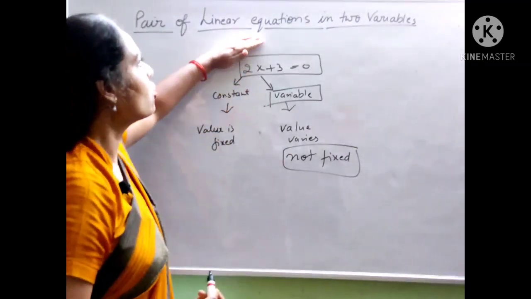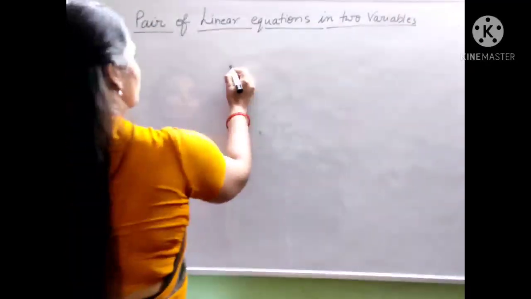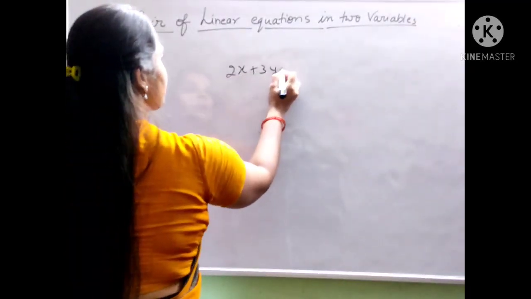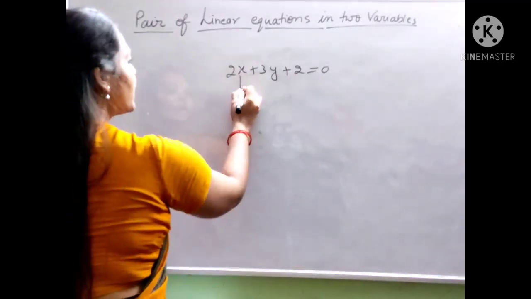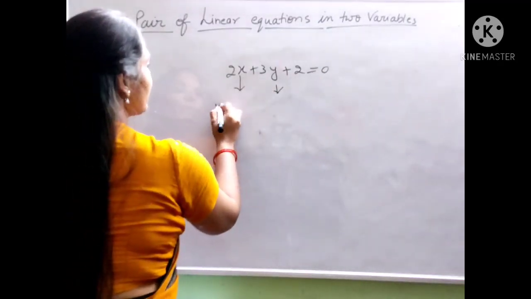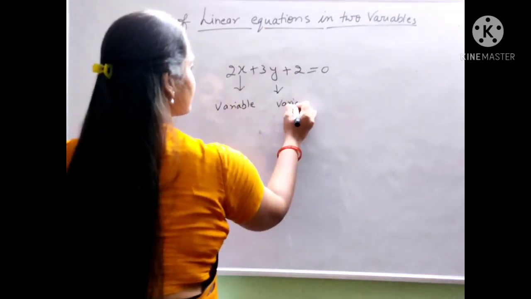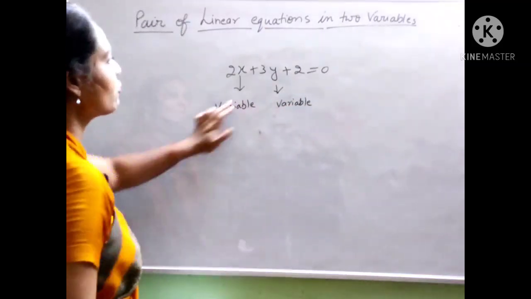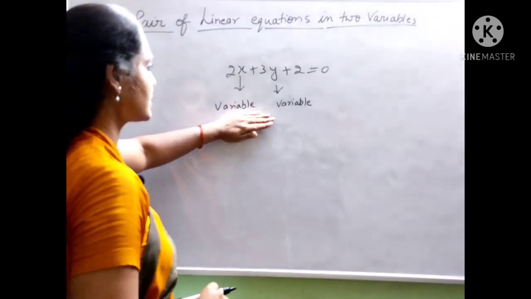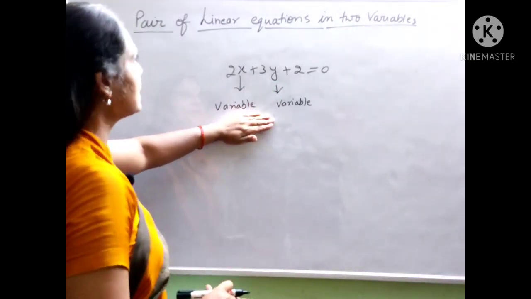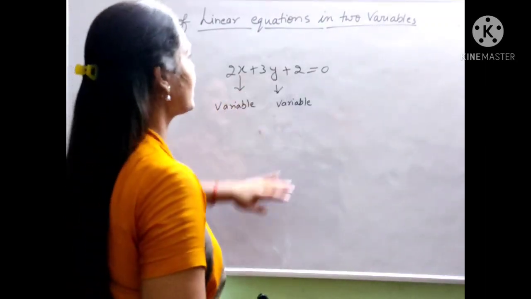Now we have to know what is a linear equation in two variables. If I take 2x + 3y + 2 = 0, here two variables are present. One variable is x and another variable is y. And you can say the power of both variables is 1. So we can say this is a linear equation in two variables x and y.